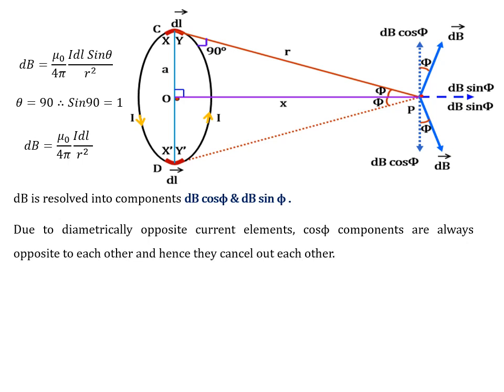And the cos components are in opposite direction. So, the cos component will cancel out due to all the diametrically opposite elements. Hence, the total field will be given by the sum of the sine components. They are all in the same direction. They will add up to produce the total field.